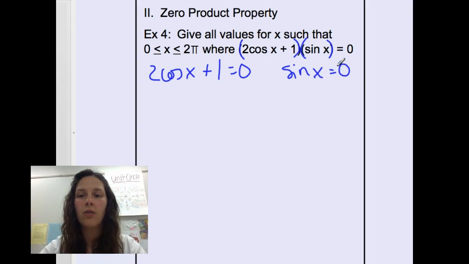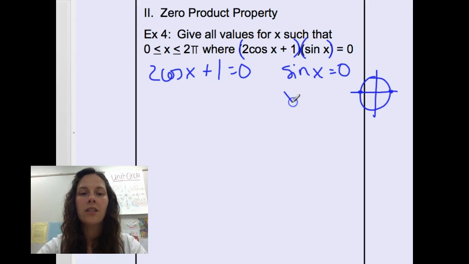Sine is the y-coordinate when we're on the unit circle. So when you're thinking about where is your y value equal to 0, it would be over here at 1, 0, or over here at negative 1, 0. We're looking at radians, so x equals 0 radians or pi radians.